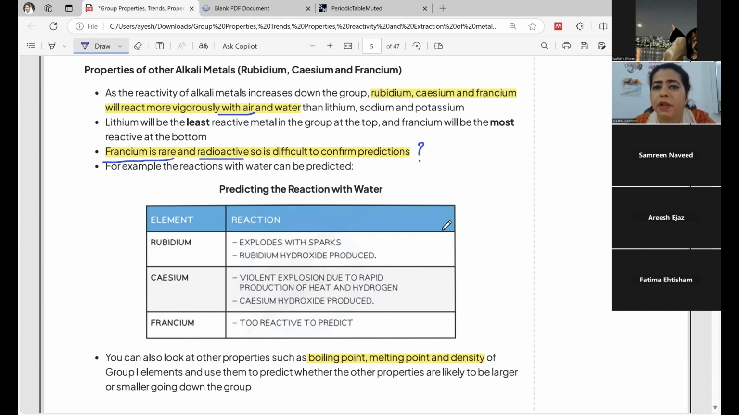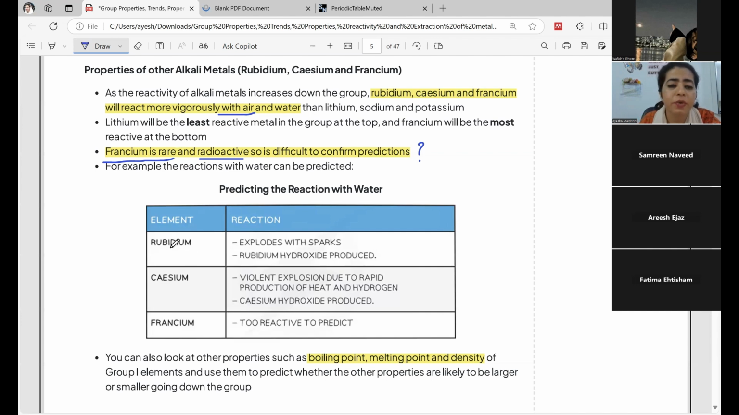Means they are unstable. They can quickly change to a stable form. As soon as they change from unstable to stable form, they produce radiations, and those radiations can be dangerous as well. So they have very sudden and quick reactions. Francium is radioactive as well, plus it is very highly reactive and it is rare. So all these things make it hard to test and confirm their properties. We can just predict them, not actually perform them in the lab.